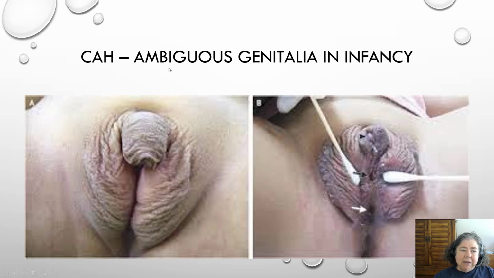And sometimes this can create real issues for a child. They may, in a less sophisticated medical situation, end up with an unclear gender identity. Again, we screen for this, and sometimes these kids will end up having surgery to make their genitalia more consistent with their gender.